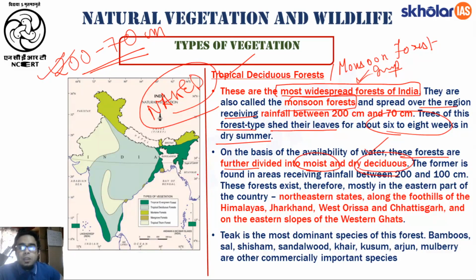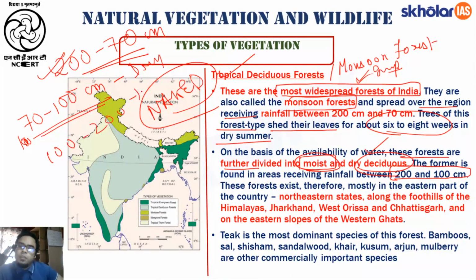Then on the basis of availability of water, these forests are further divided into moist and dry deciduous. So whenever I talk about your tropical deciduous forest, they are of two types: moist deciduous forest and dry deciduous forest, and this classification is on the basis of precipitation. For example, your moist deciduous forest is found in those areas which are receiving rainfall between 200 and 100 centimeter. And on the other hand, your dry deciduous forests are found in those areas which are receiving rainfall between 70 to 100 centimeter. So 70 to 100 is dry. From 100 to 200 we will have the moist deciduous forest.